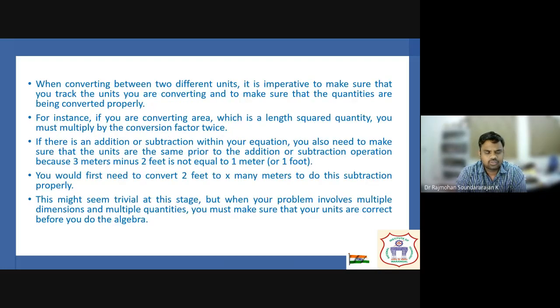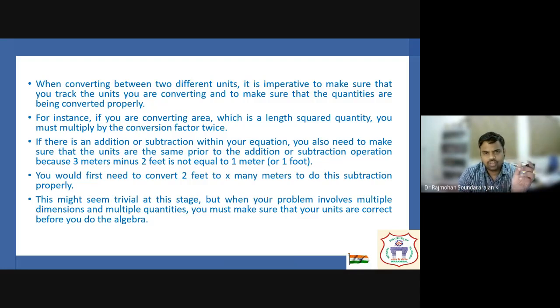The main thing we should know is that when we are converting between 2 unit systems, it is imperative to track the unit that we are converting, make sure that the proper conversion factor is utilized, and see that the quantities are being converted properly. For example, if you are converting area, which is a length squared quantity, you must multiply by the conversion factor twice, because for one length there is one conversion factor, and for the other length, another conversion factor.